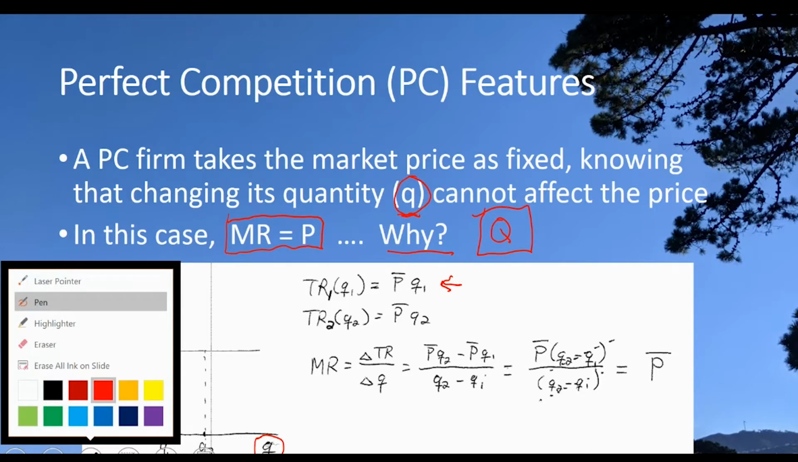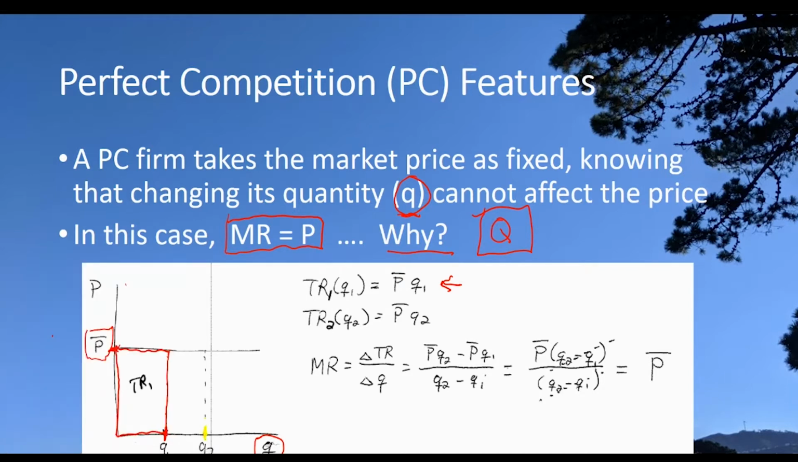But if quantity goes up to Q2, then they're going to get revenue equal to Q2 times P bar, which is the area of this yellow rectangle instead. And notice that we can calculate the change in total revenue given the change in quantity. That is, we can do the calculation for marginal revenue, and it would look like this. Take the new value, P bar Q2, minus the old value, P bar Q1, divided by the total quantity change, which is Q2 minus Q1.